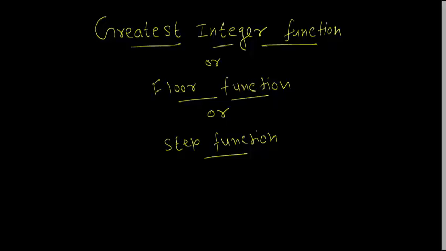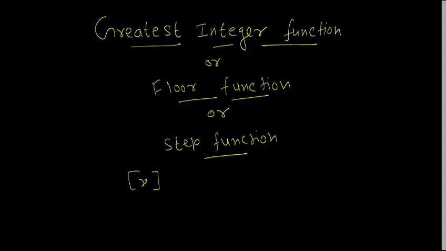Hello everyone. In the continuation of the function chapter, now we are taking the next function, that is the greatest integer function. This is also called the floor function, or the step function. Its basic representation is this particular box. Anything written inside this box is called a greatest integer function.